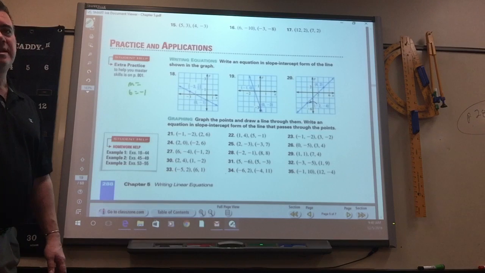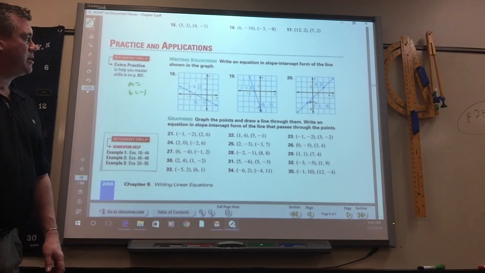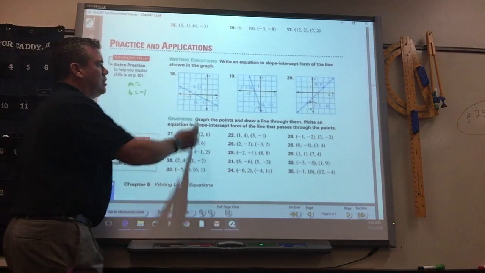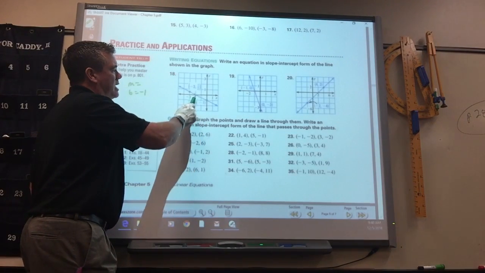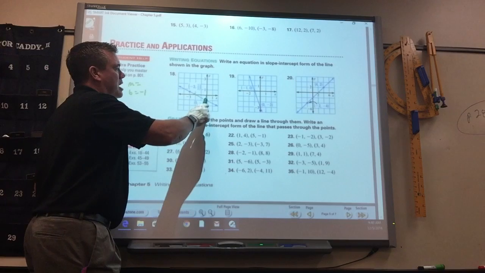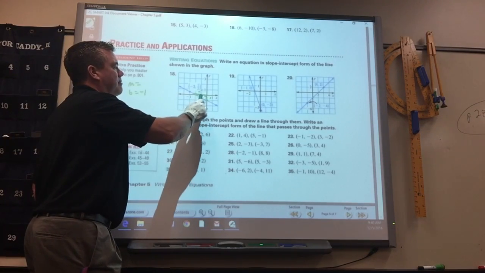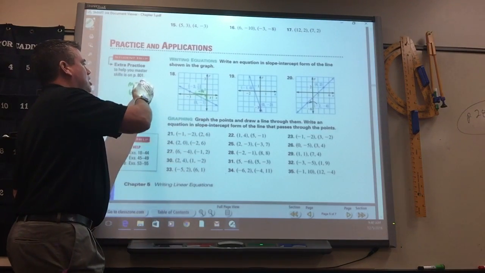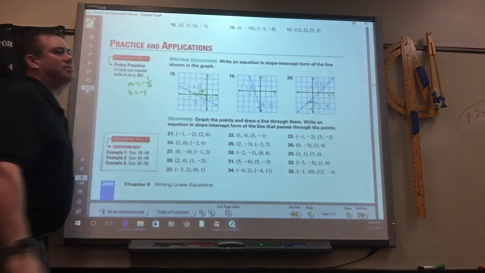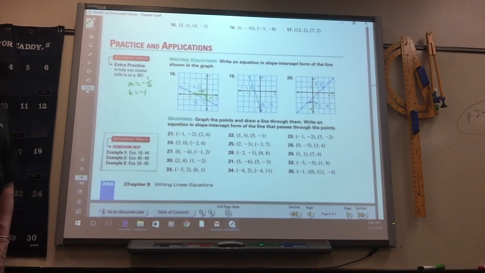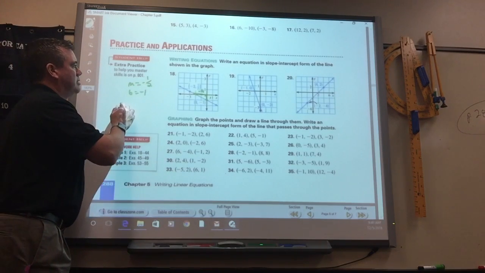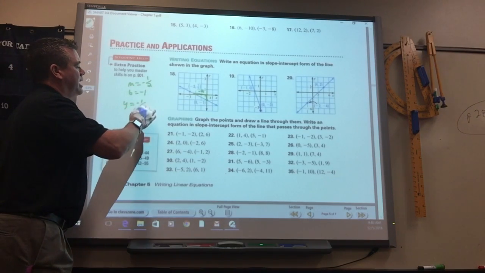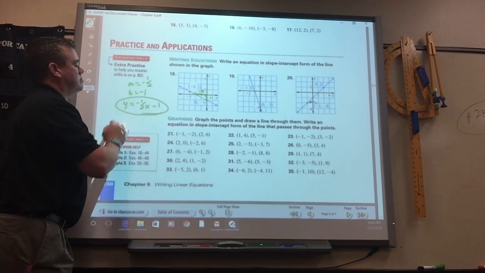And to find the slope, we got to do rise over run, right? Yeah. You don't have to use the points given to you. You can use any 2 points. I can use this one and that one. It goes up 1 and left 2. So the slope is -1/2. So the equation then for 18 is y equals -1/2 x minus 1.